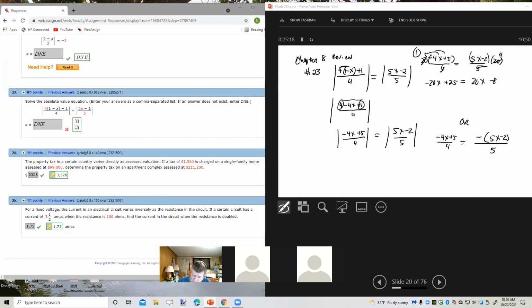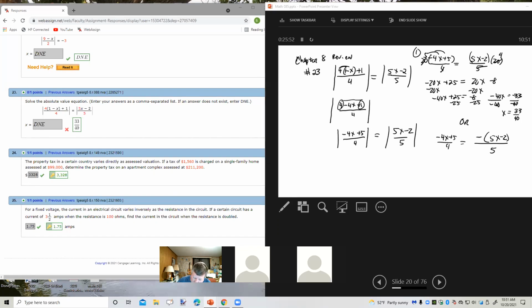I'm going to go in and solve for x. So let's see, I'll subtract 20x from both sides. So I get negative 40x plus 25 equals negative 8. Subtract 25, negative 40x equals negative 33. Divide by negative 40, x equals 33 over 40. So there's one solution, okay? Or at least one possible solution.